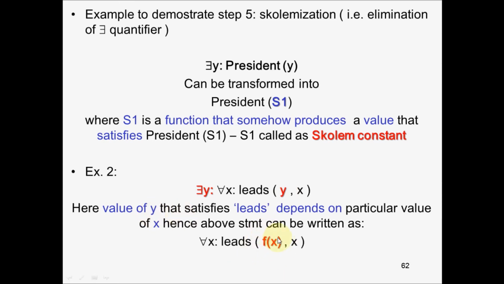we write here f of x. That means the value of y is now a function of x. So here the value of y that satisfies leads depends on a particular value of x. Hence the statement is written as for all x leads f of x comma x. Now in both these cases, once you substitute a Skolem constant or Skolem function, you can drop this existential quantifier notation. See, it is dropped from here, and this is dropped from here. You can retain only the universal quantifier, and doing this will not affect the original meaning of the sentence. So this is Skolemization.